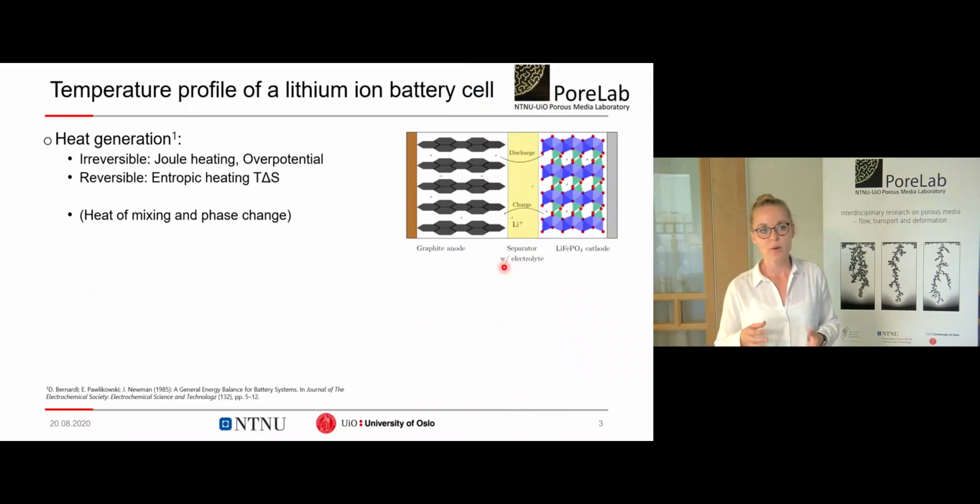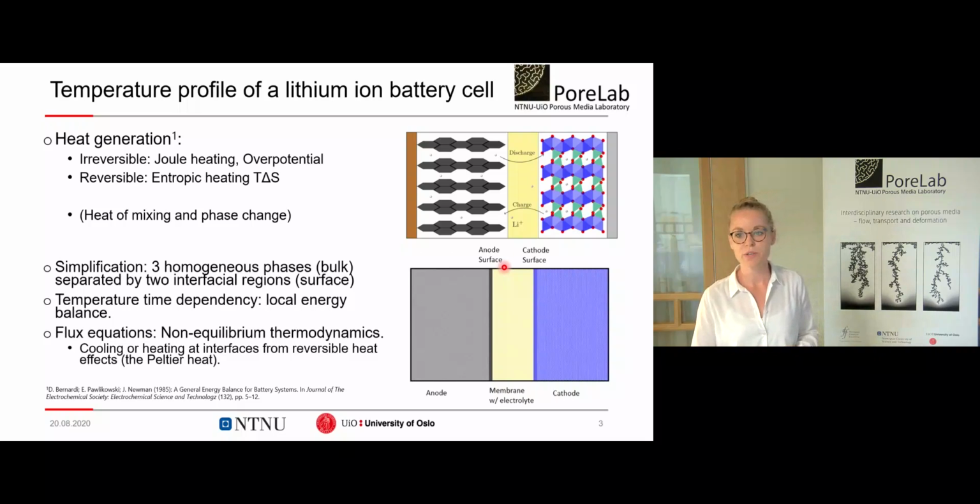So common lithium-ion battery models, thermal battery models, are typically including the same heat generation terms, which are Joule heating and overpotential as irreversible heating terms, and entropic heating as reversible heat generation terms. And entropic heating is commonly included as temperature times the entropy change over the whole cell.